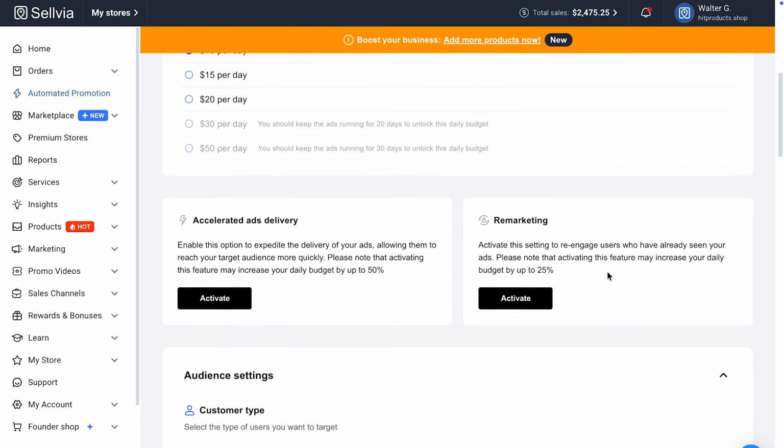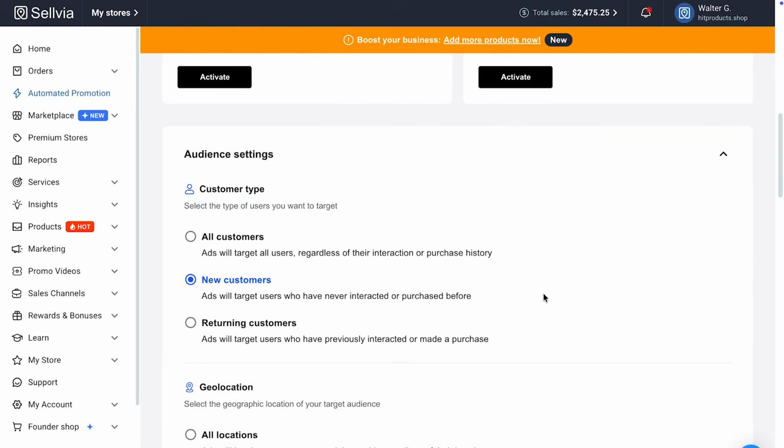If we go lower, we have different types of customers that you can target: all customers, new customers, returning customers. A lot of times I really like to target returning customers, because it's all about creating brand loyalty and stuff like that. I feel like if you create loyal customers, that's a very powerful thing. But right now I'm looking at new customers, because it's a new store.